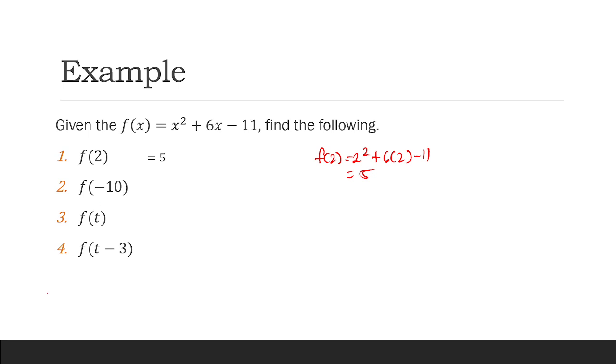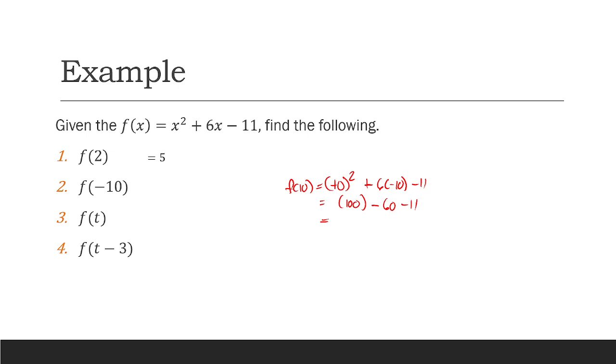Next, we have f of negative 10. For f of negative 10, we do the same thing. We substitute x with negative 10. So f of negative 10 is equal to negative 10 squared plus 6 times negative 10 minus 11. So we will have 100 minus 60 minus 11. So f of negative 10 will be equal to 29.